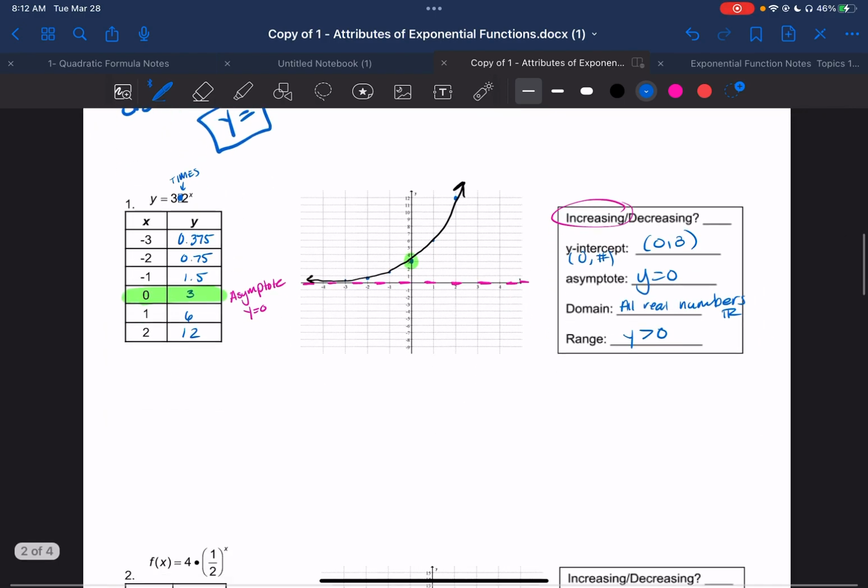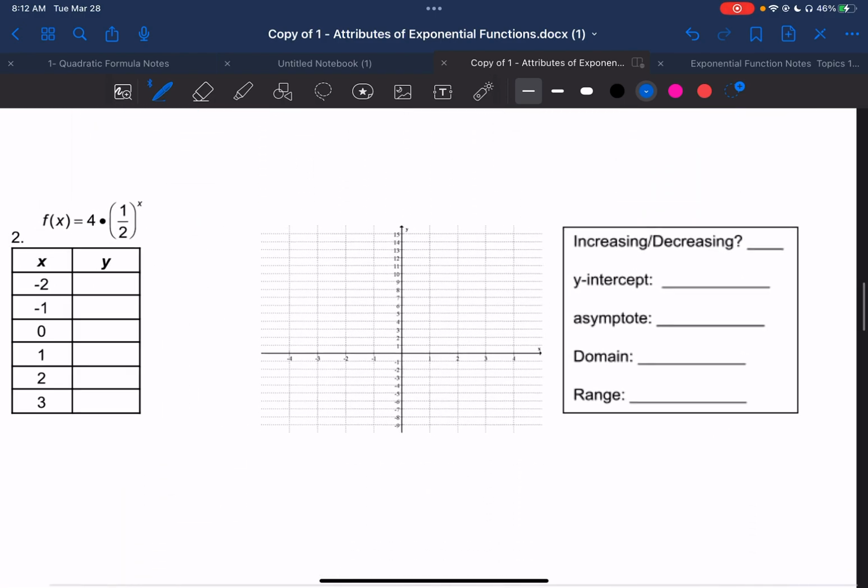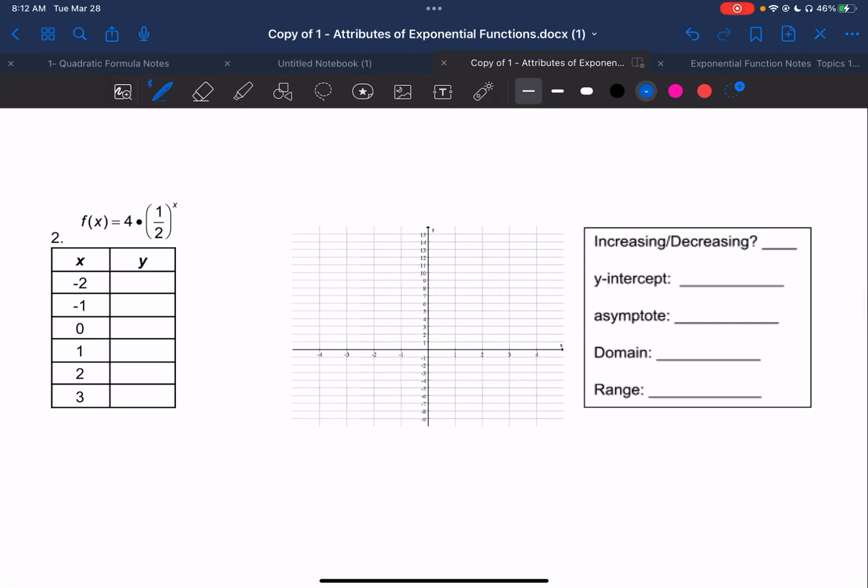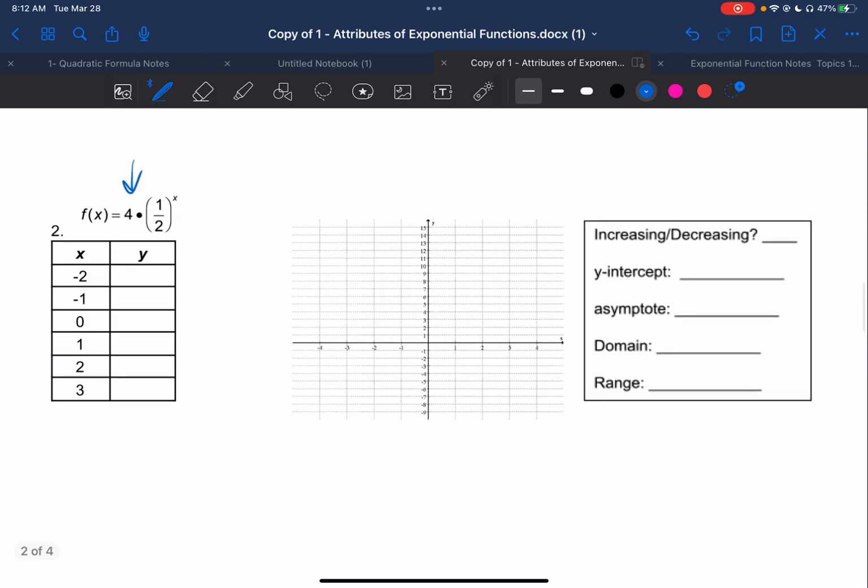All right, cool. Let's do one more, and then you guys can start your practice. All right, so here we go. Same thing goes. I want you guys to actually try this yourself. So you're going to plug this into the calculator, step one. You're going to look at the table. You're going to graph it, and then do this, and press play to check your answers. So step one is plug into the calculator.